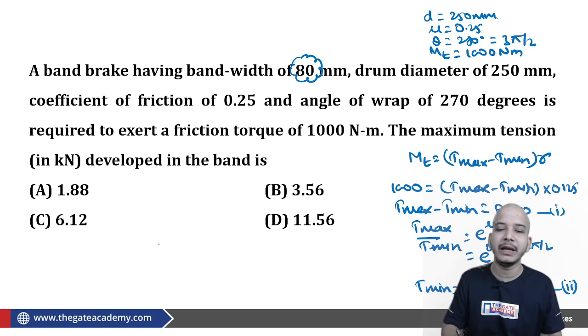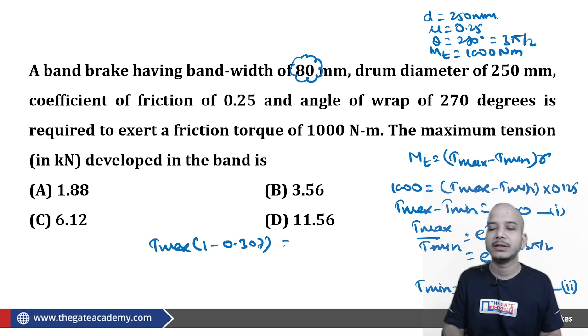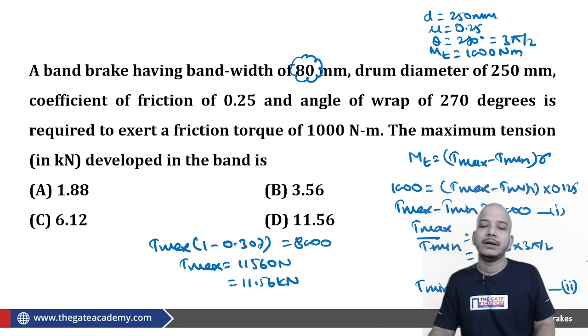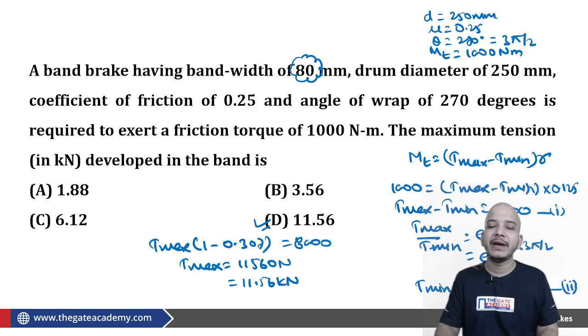Once you have got this second relation as well, you can substitute the value of T minimum in equation 1, and from there you can calculate T max into 1 minus 0.307. This must be equal to 8000 Newton. From there you can calculate this T max will be equal to 11,560 something Newton. Basically in the question they are asking about kilonewton, so we can straight away say that this will be 11.56 kilonewton.